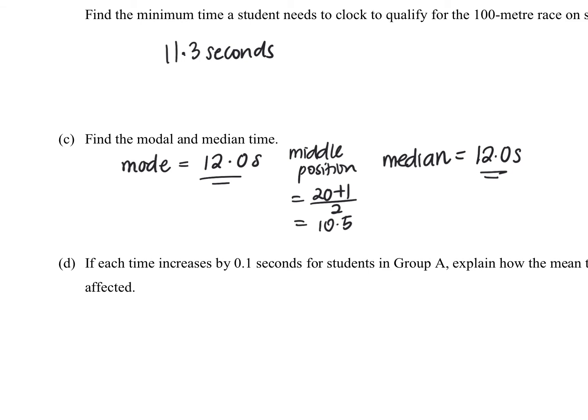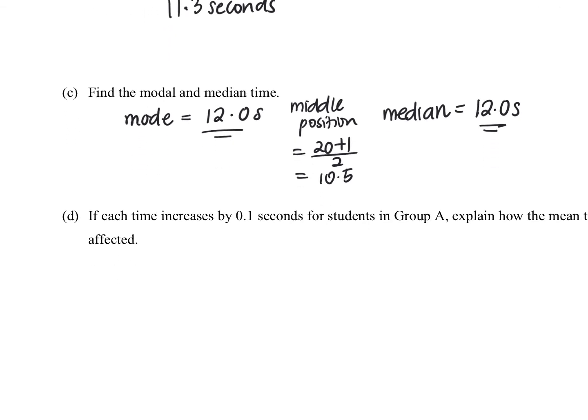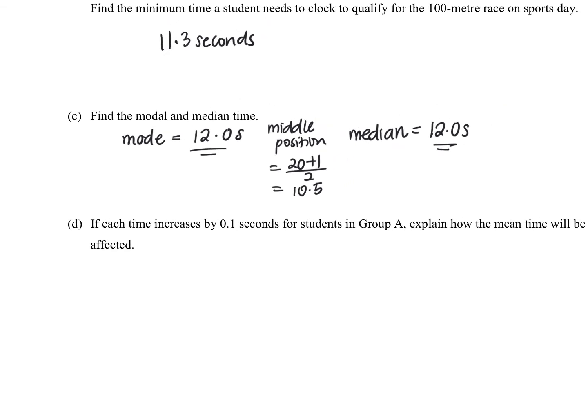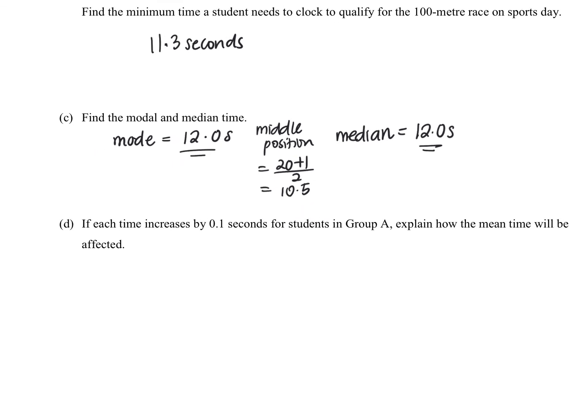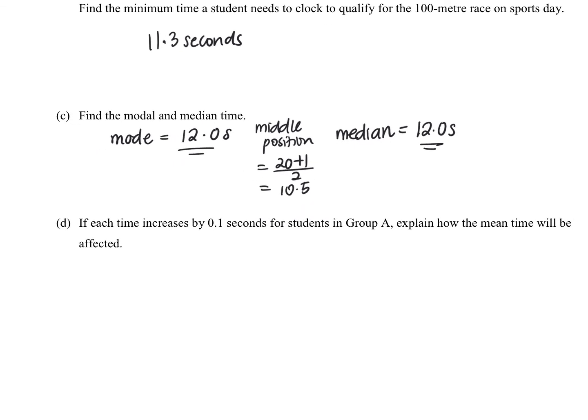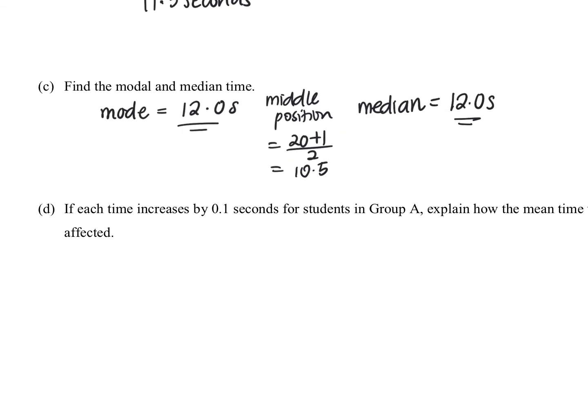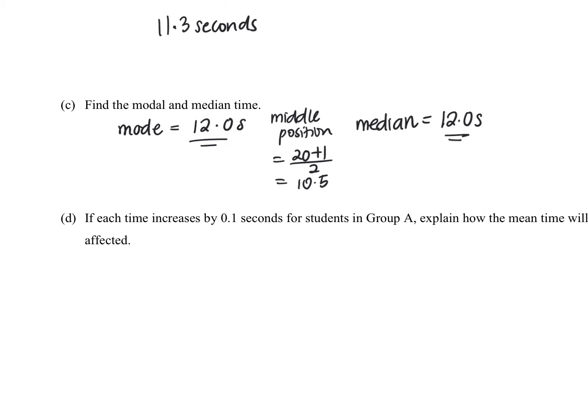Okay? Next question. If each time is increased by 0.1 seconds for students in group A, what does this mean? This means every single timing is added by 0.1 second. How will the mean be affected? If I have an average, all the data values increase by 0.1, that means my mean will naturally also increase by 0.1 second. This effect is also the same for my median.